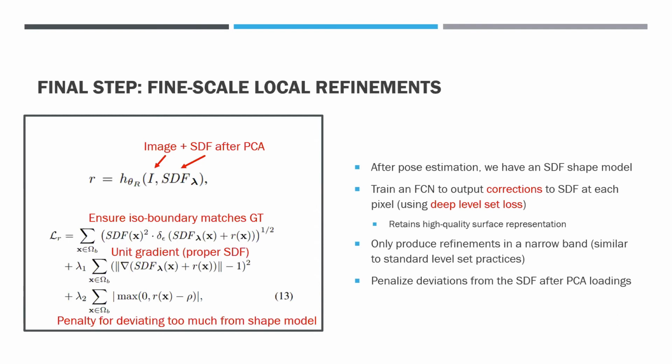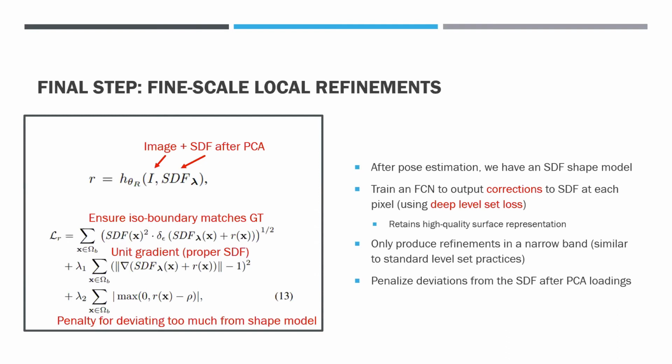So the final core component is local fine scale refinements. And here is where we actually use FCNs, because we're not anti-FCN. Actually, FCNs are incredibly powerful. But here, what we're doing is using FCNs in a very constrained way, in a way that I think really sets the FCNs up for success. So we essentially use a deep level set based loss, where we only allow the FCN to predict corrections within a narrow band of where the statistical shape model converged to.